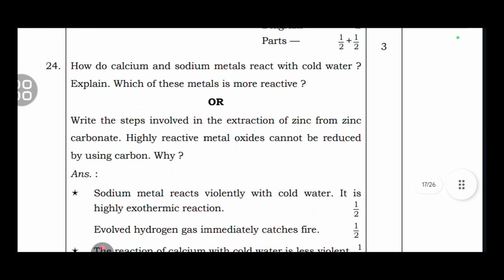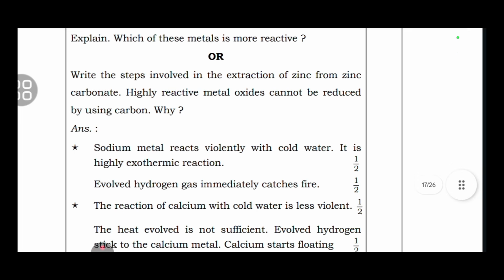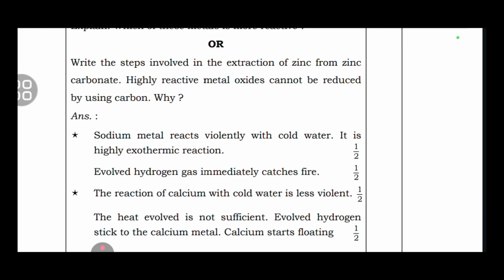This is a fixed question, I think. How do calcium and sodium metals react with cold water? Explain. This is from the lesson Acid, Bases and Salts. Yes, it is from Acids, Bases and Salts. And in the OR option they have given: write the steps involved in the extraction of zinc from zinc carbonate.